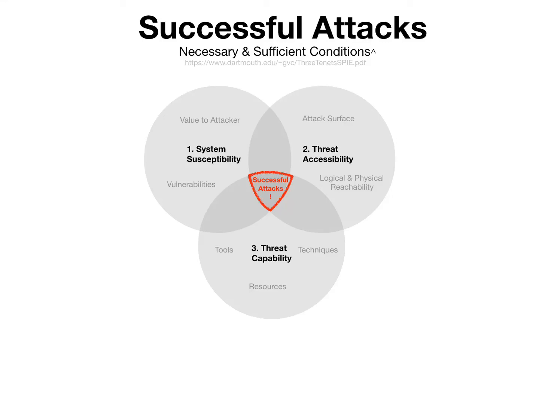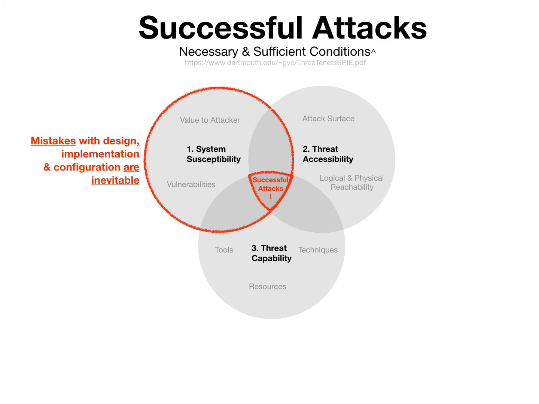Assets that may not look valuable to users may be valuable to the attackers as a stepping stone to the actual targets. Mistakes with design, implementation, and configuration are inevitable. They become vulnerabilities that can be exploited. Even billion-dollar companies can't get it right. We inherit the problems of various products as parts of a complex networked system.